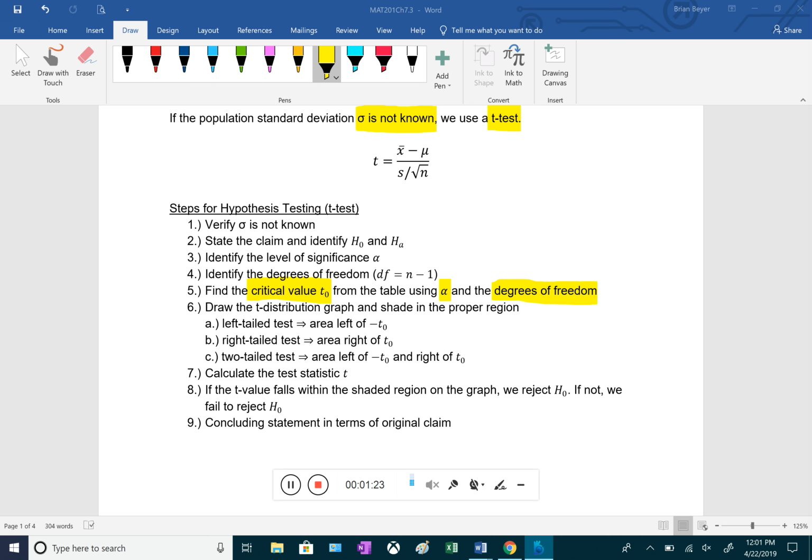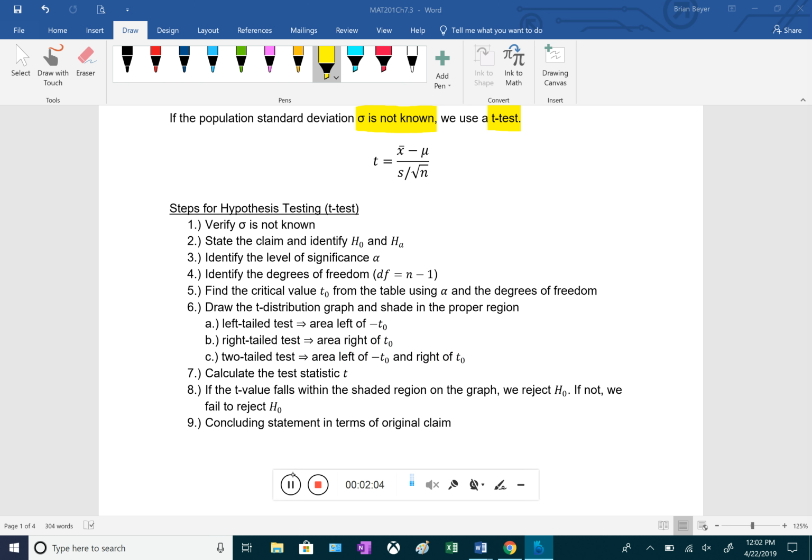Okay, I'll bring up the table in a second. For the t-distribution, we should graph it, drawing the bell curve, and shade in the proper region. If it's a left-tailed test, that's the area to the left of negative t that we found on the table. So left-tailed is the area to the left of negative t, right-tailed is the area to the right of positive t, and two-tailed is the area left of negative t and right of positive t. We're going to shade in those regions.